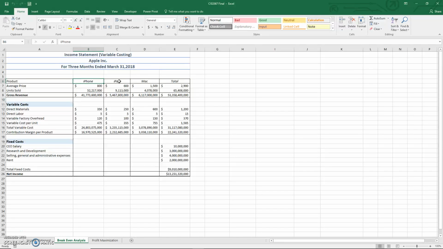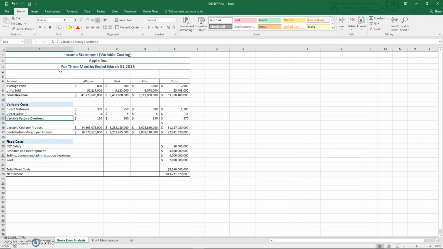Given by Apple's 10Q report, I estimated the average prices for these types of products and multiplied them by the units sold for the quarter, giving me the gross revenues for each product over here, and the total by summing them up in column E. Using my cost accounting knowledge, I defined the three biggest areas for variable costs: direct materials, direct labor, and variable factory overhead. I put down these costs based on industry averages, and so that in the end, net income is close to what Apple had actually reported, which was around $13 billion.